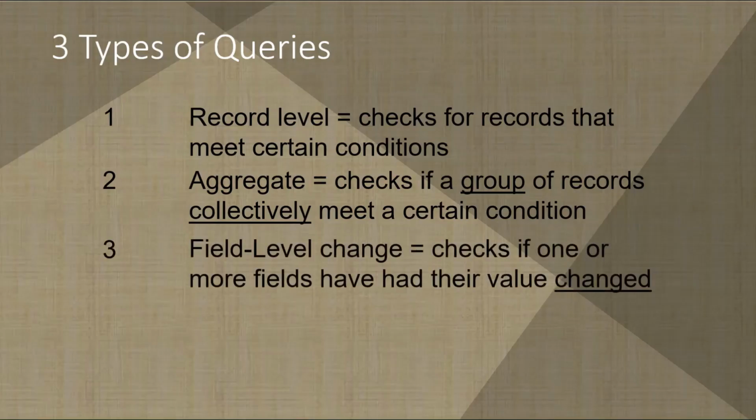The third is a field-level change query. It checks to see if one or more fields have had their value changed. For example, customers whose credit status has changed, or a support call whose priority has changed to urgent, or an inventory item whose list price has changed.